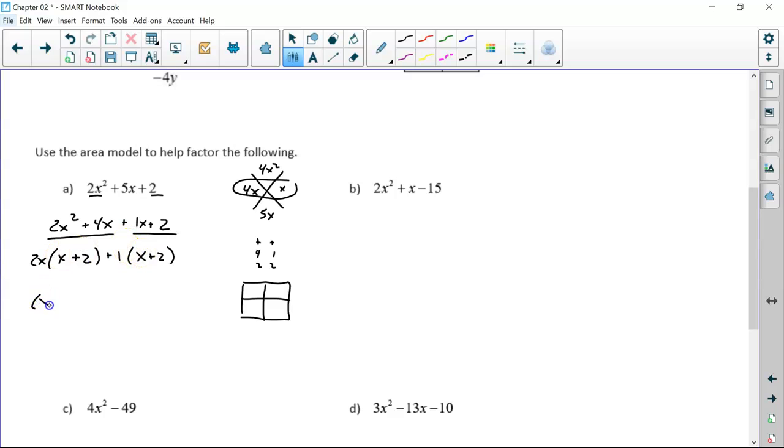That's our common factor. X plus 2 goes out front. And then what's left over is 2x plus 1. This is called factor by grouping. You'd get the same exact thing if you use the box.